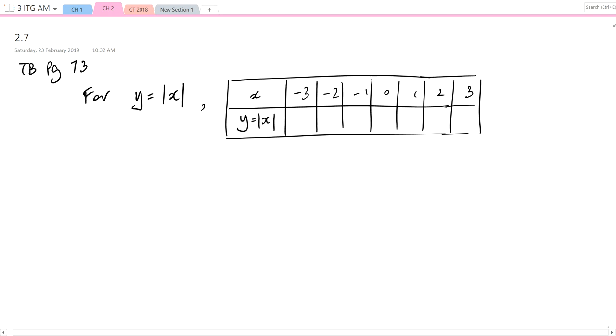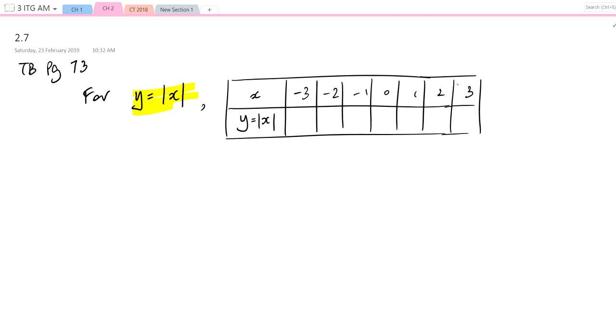In chapter 2.7, we'll be considering the graphs of modulus functions. So let us consider a simple equation, in this case y equals modulus x, as shown over here. Now if you want to plot this graph, again we will just create a table of values, and we've got all the x values that we are interested in. We want to find the corresponding y values, and take note that in this case y is simply the magnitude of x, which is the absolute value of x.